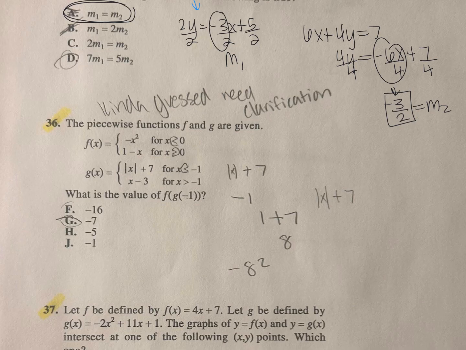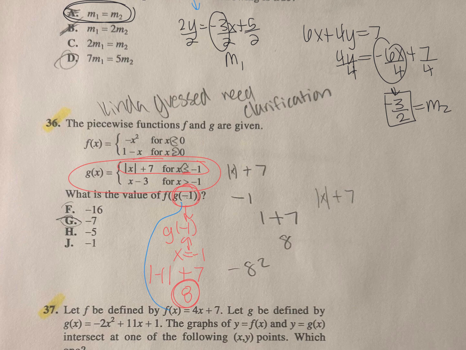Okay, this one's a composition, so start off finding g of negative 1. And the thing is, this is saying x is negative 1. So I go to g. Here's the one that's got the equal sign on it, so this is the equation I'm using. So g of negative 1 means that's going to be the absolute value of negative 1 plus 7. So that'd be 1 plus 7, that's an 8.